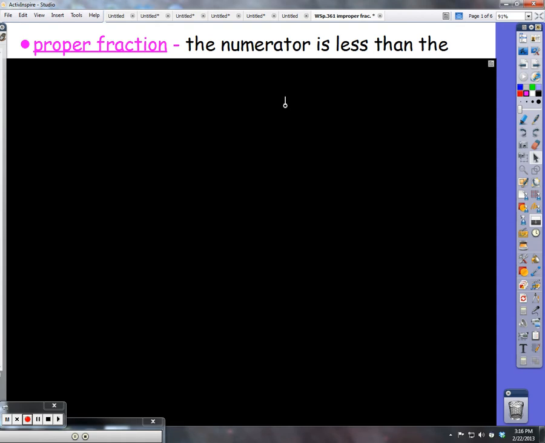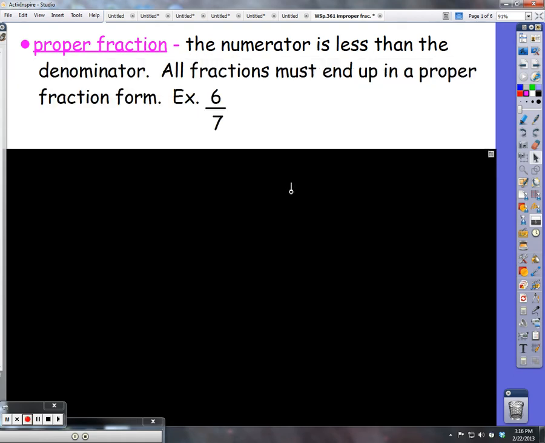Today we're going to look at converting improper fractions and mixed numbers. To begin with, let's go over some basic definitions that I will be using throughout the video. First of all, what a proper fraction is. In a proper fraction, the numerator is less than the denominator. All fractions must end up in a proper fraction form in some way or another.